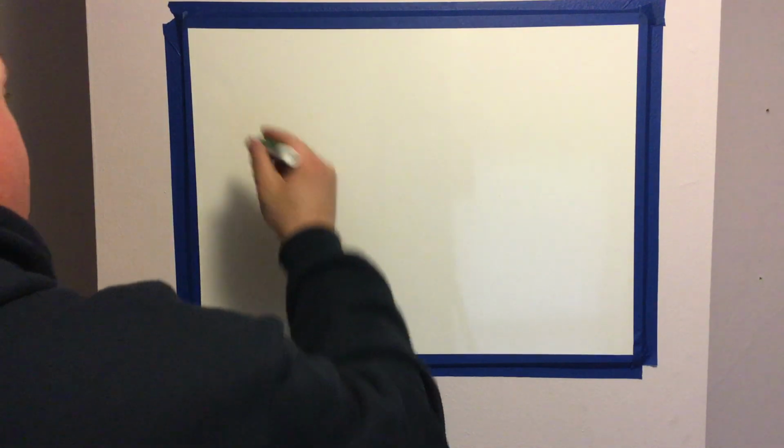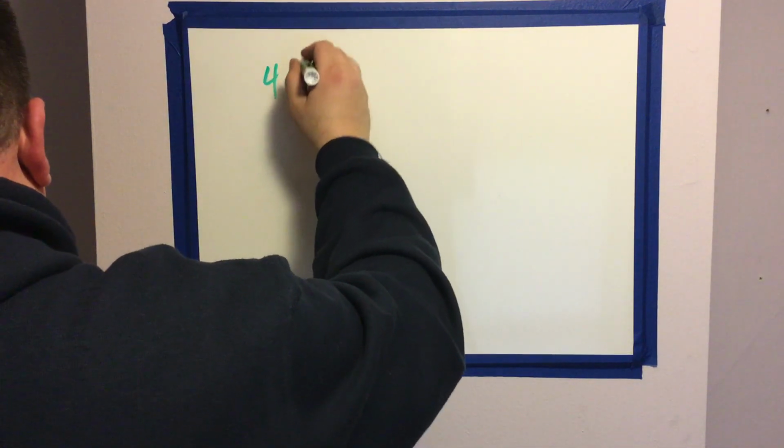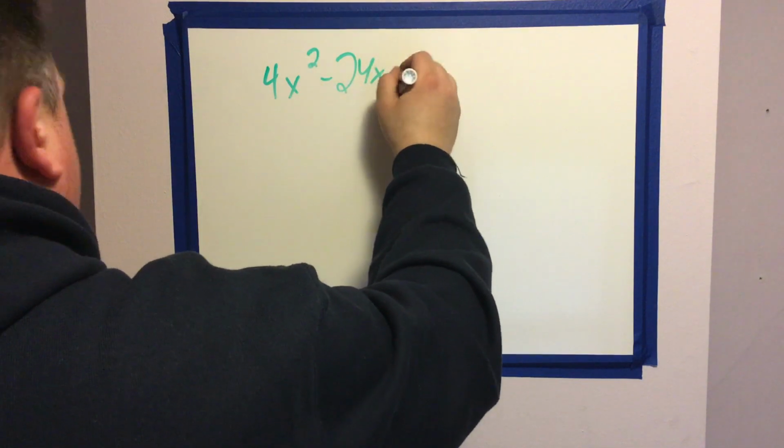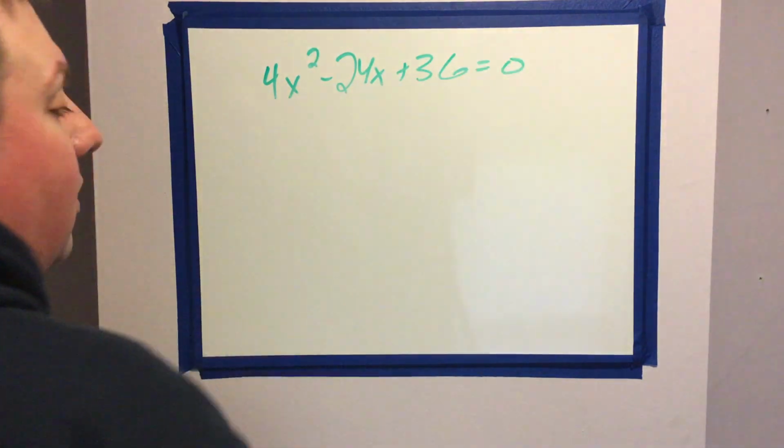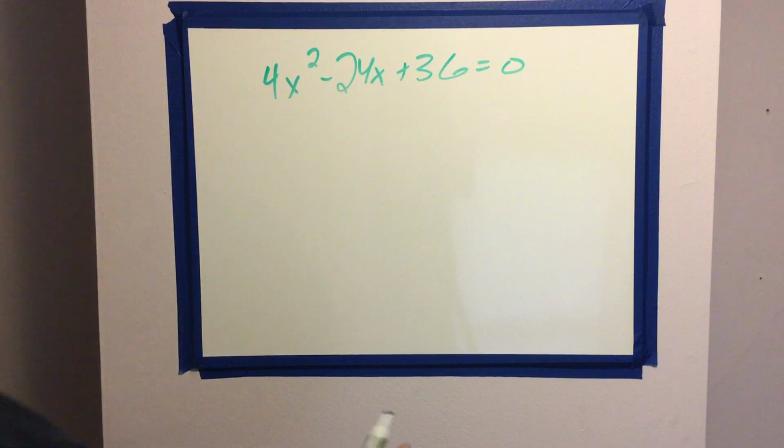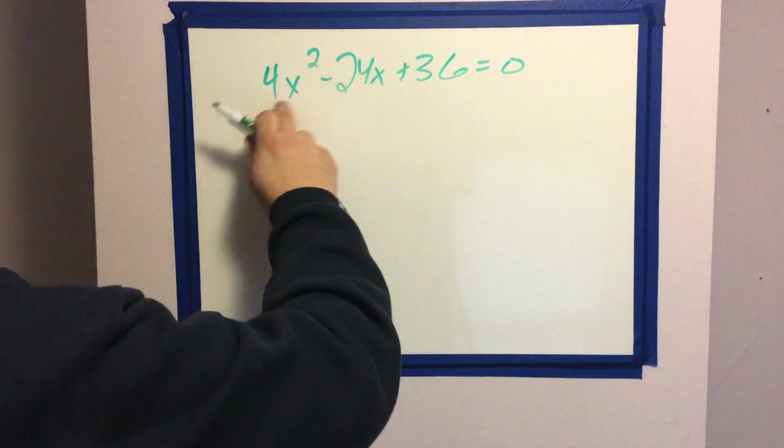All right, now we have some special cases that we're going to talk about. The first case is if you have a number that you can factor out. If you look on page 581, this is example 2. If you have 4x squared minus 24x plus 36 equals 0, you always want to look to see if there's something that you can factor out. And here I can factor out a 4.